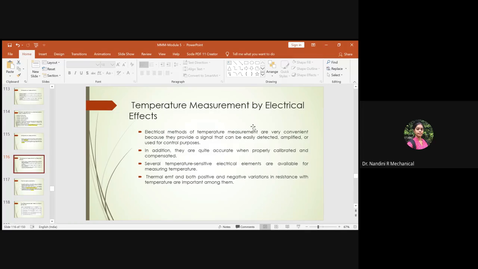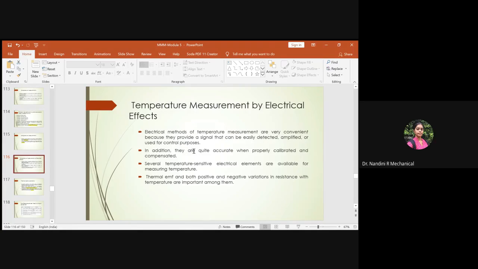For that, it is necessary that it has to be amplified, right? Or else, whenever there is a need for control purposes, even in that aspect the signals should be usable. For that purpose, the electrical methods of temperature measurement are very convenient to use, and electrical methods of temperature measurement are most commonly used.